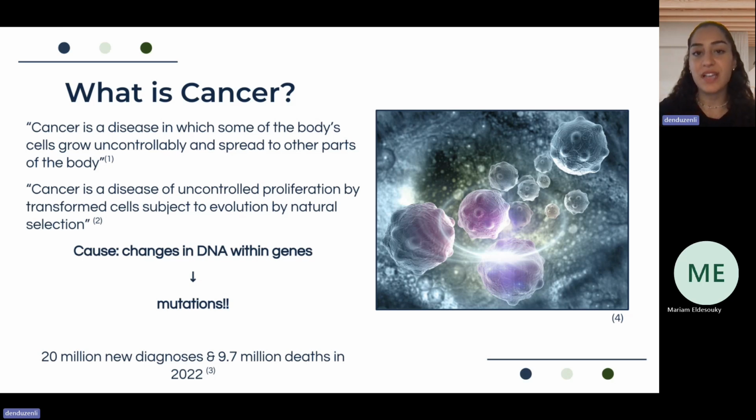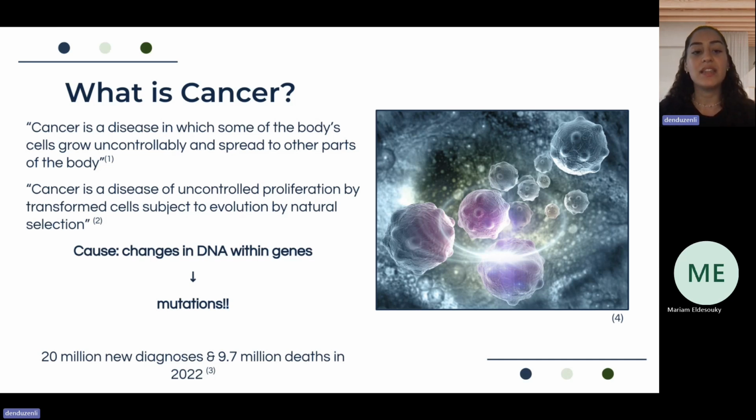Last year, a group of scientists, Brown and colleagues, wanted to challenge this definition and come up with one that explains more of what cancer is at the molecular level. And the definition that they came up with is that cancer is a disease of uncontrolled proliferation by transformed cells subject to evolution by natural selection. So I think combining both of these definitions really gives us a nice overview of cancer, what it is and what it does.